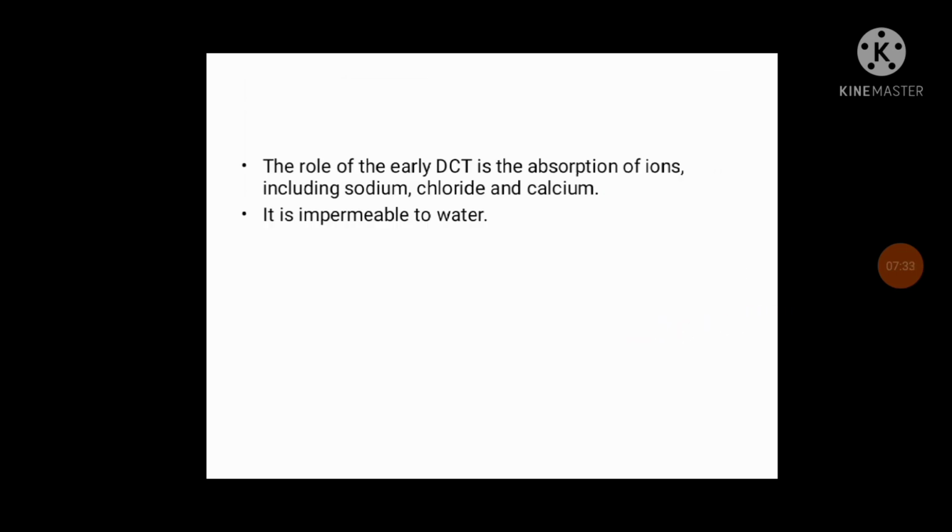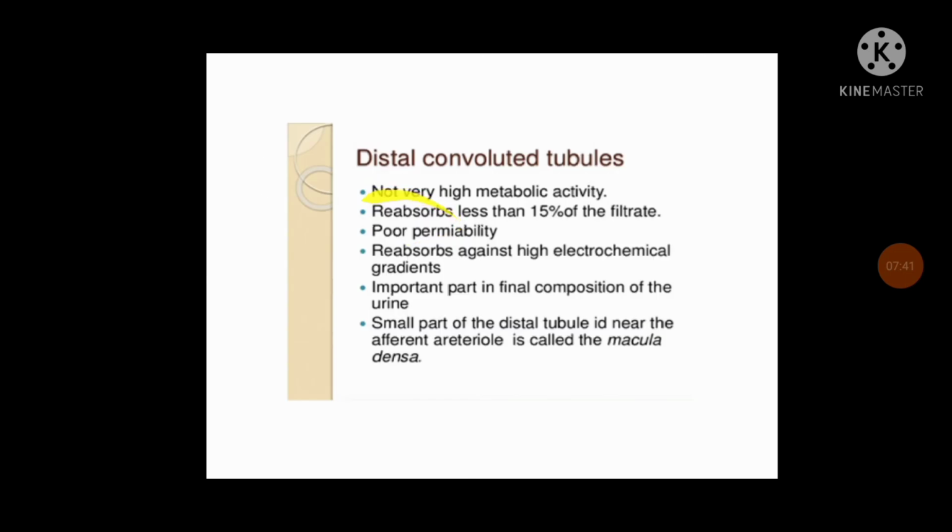The role of the early part of the DCT is absorption of ions including sodium, chloride and calcium. Remember that this part is impermeable to water. To summarize, the distal convoluted tubule is not very metabolically active tissue. It reabsorbs less than 15% of the filtrate.